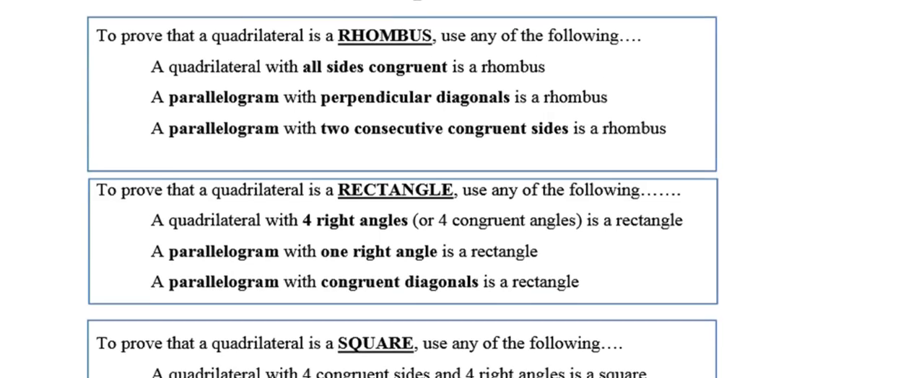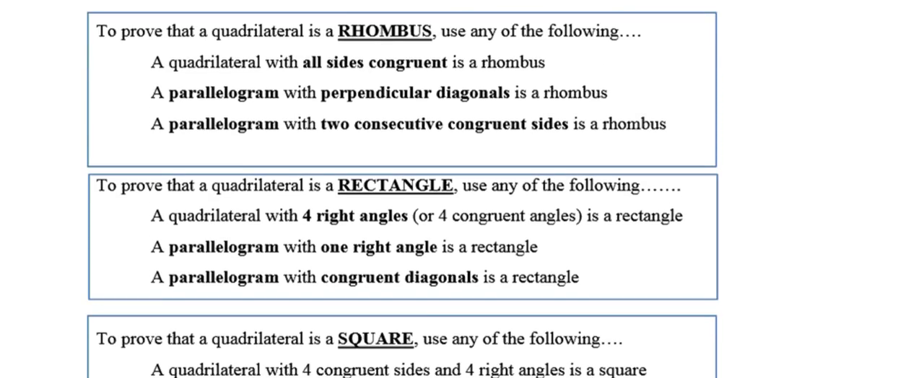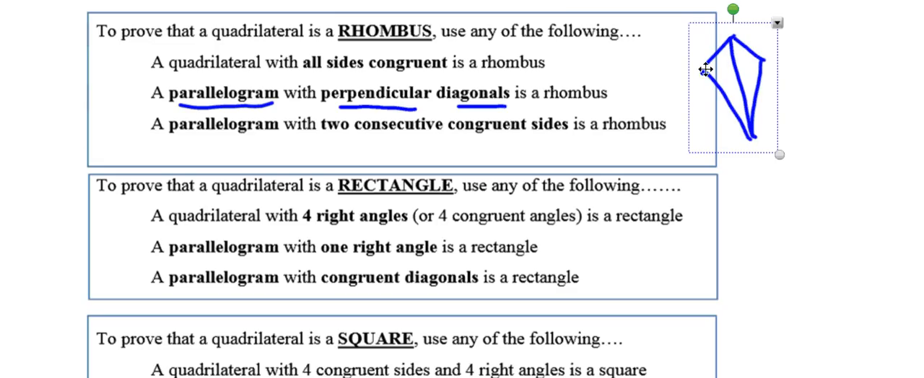We can show that our quadrilateral is first a parallelogram, and then second, it has perpendicular diagonals. And it's important to note that this says parallelogram with perpendicular diagonals, because the kite has perpendicular diagonals. And even though the kite has perpendicular diagonals, it's certainly not a rhombus. What makes it a rhombus is the fact that it's a parallelogram first. Likewise, a parallelogram with consecutive congruent sides also must be a rhombus.